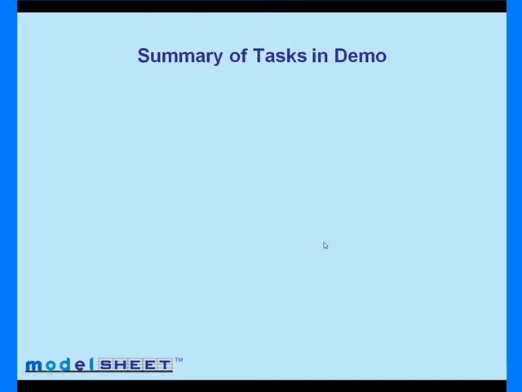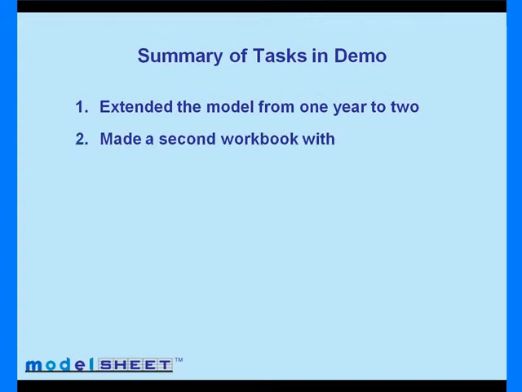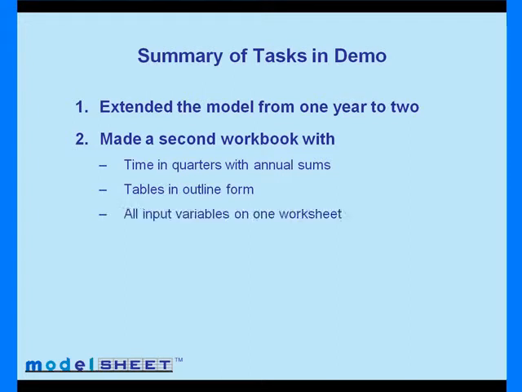This concludes this demonstration of some worksheet management capabilities of ModelSheet. Let's summarize what we did in the demonstration. We extended the model from 1 year to 2 for both workbooks. We kept the first workbook and made a new one that has time in quarters with annual sums, tables in outline form, and all input data on one worksheet. The second workbook inherits edits from the parent workbook, and it has features of its own.